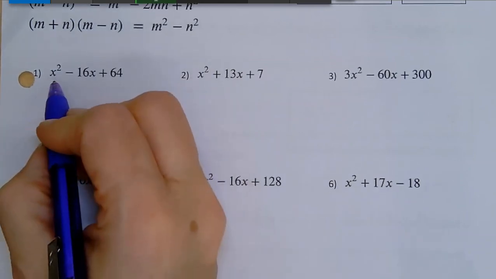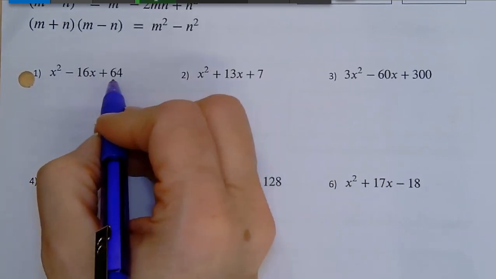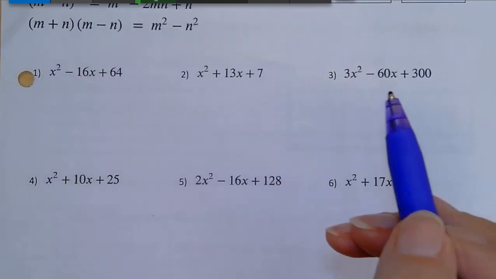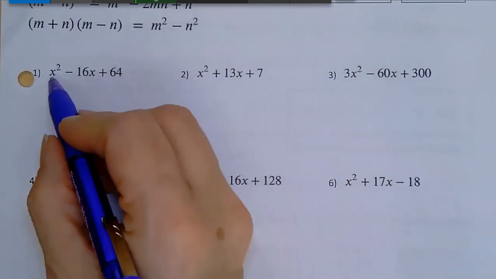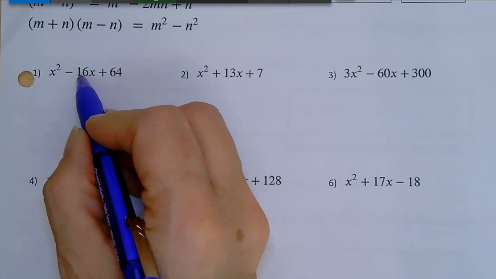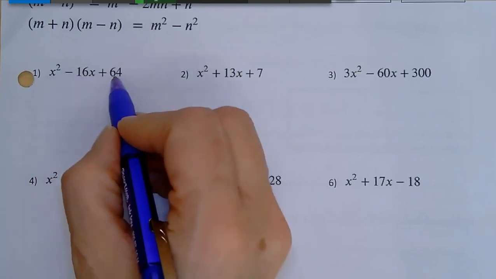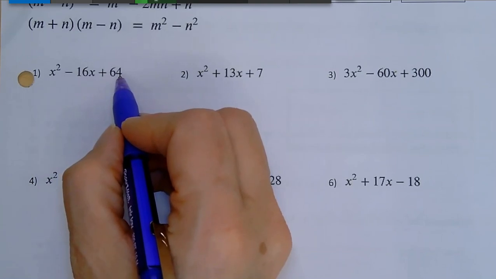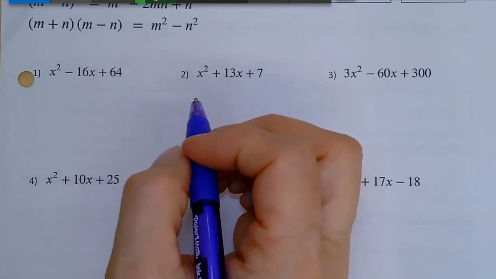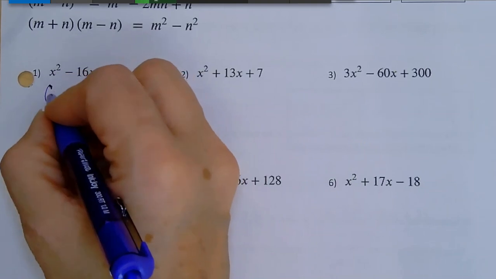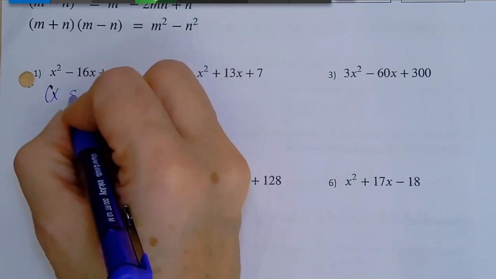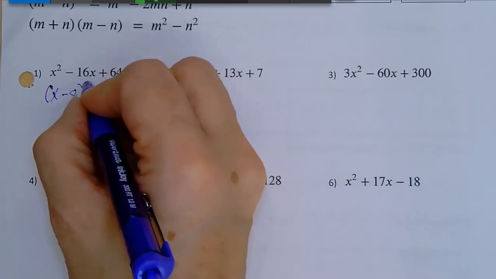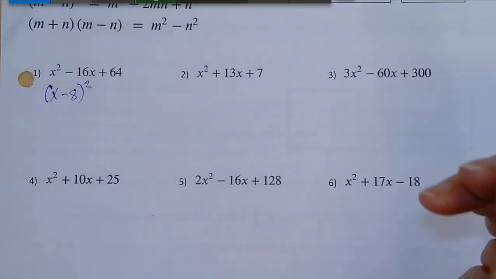All right, x squared minus 16x plus 64. It's a trinomial. I have a perfect square in the front and a perfect square at the end. So is my middle term 2 times the square root of the first times the square root of the last? 2 times x times 8 is 16x. So I know that it's a perfect square trinomial. Square root of the first guy is x, square root of the last guy is 8. Because I'm subtracting that middle term, I'm going to say I need x minus 8 squared.